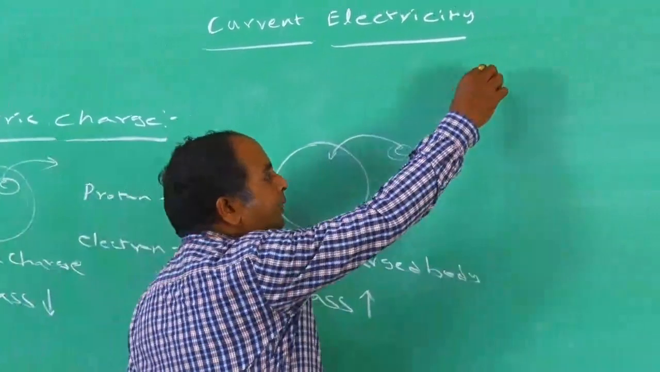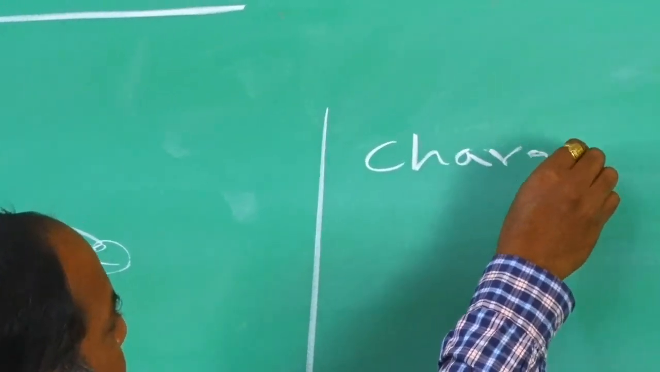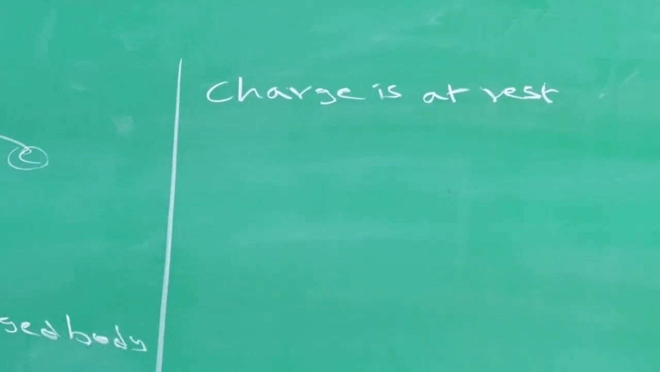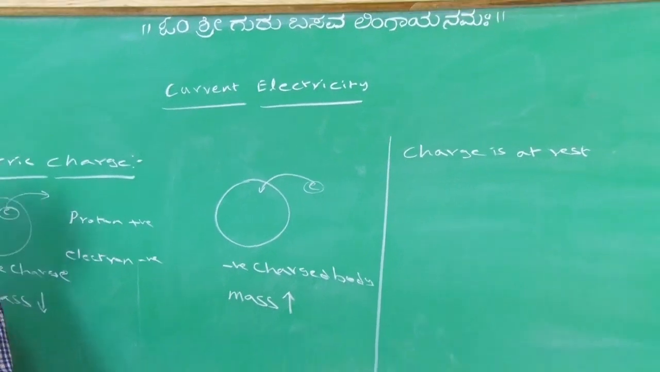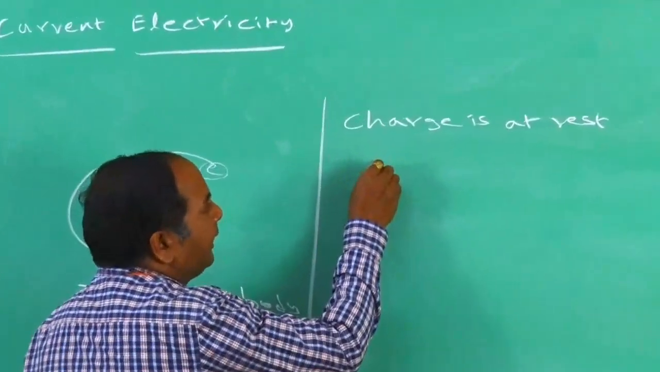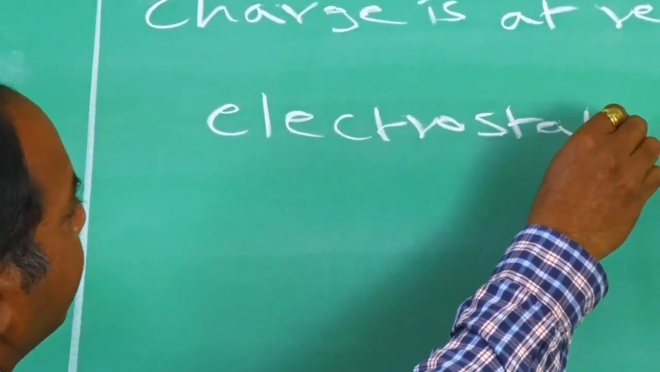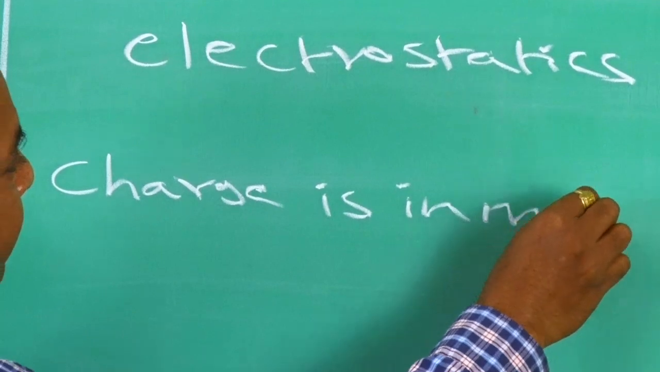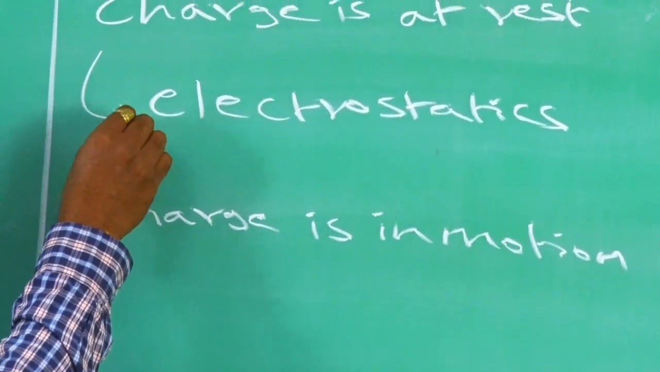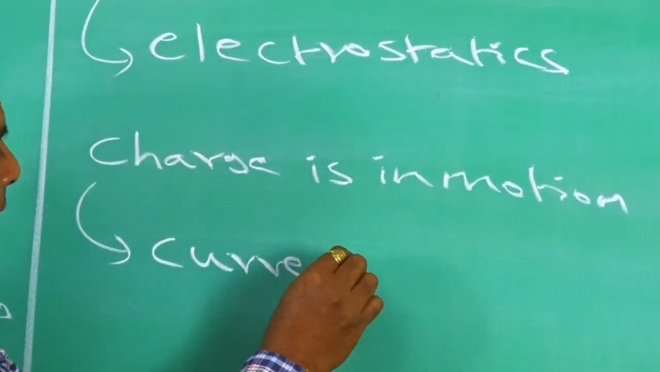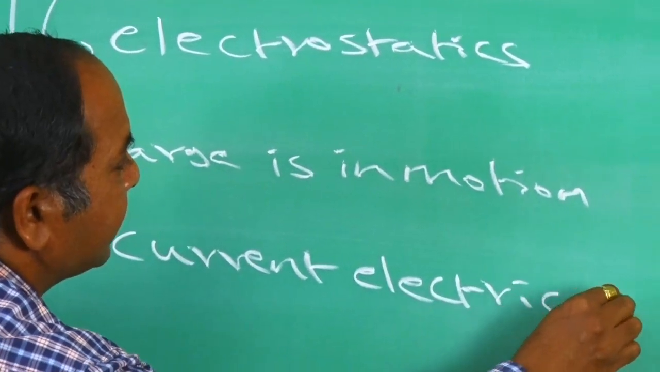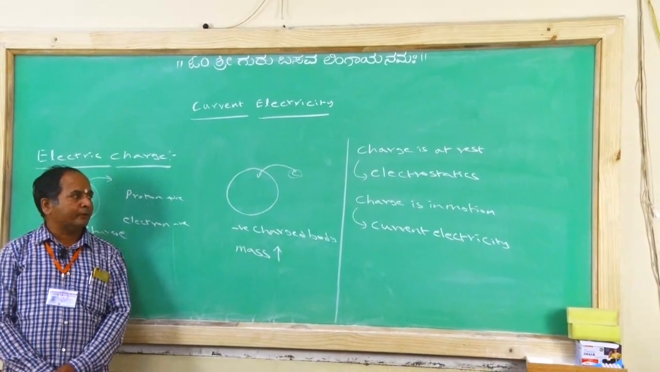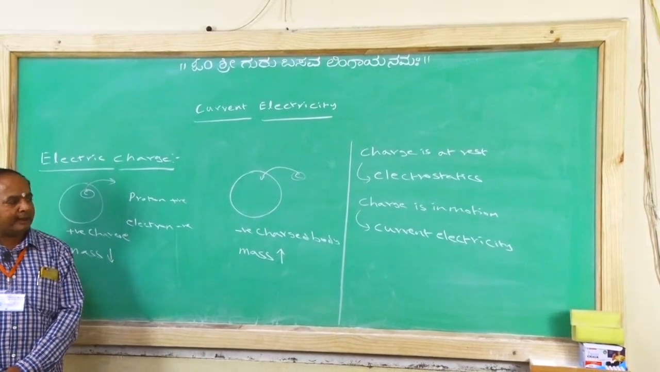Here, suppose in any one body, the electric charge is at rest, that means the electric charge is continuously occupying the same location with respect to time, then the study of this charge is said to be electrostatics. Suppose the electric charge is in motion, then the study of electric charge is said to be current electricity. So current electricity means if any electric charge, either positive or negative, is in motion with respect to time, then the study of those charges is said to be current electricity.